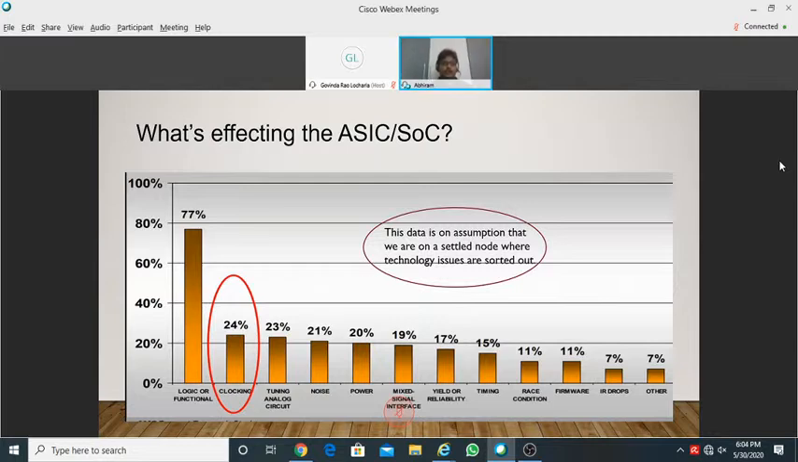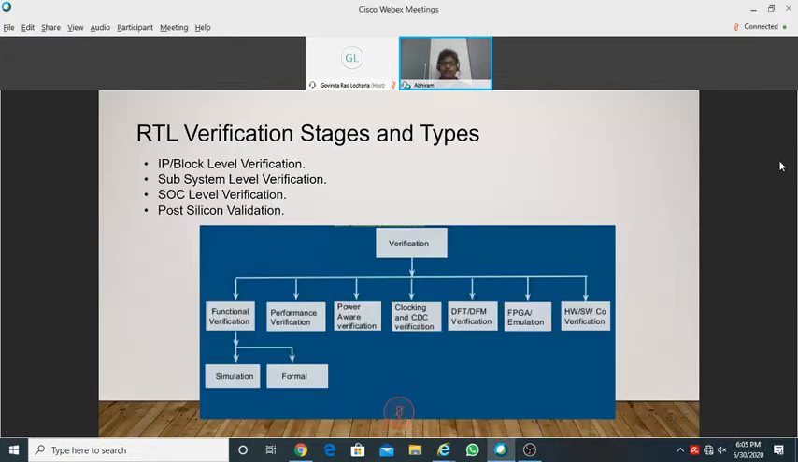Also this chart highlights the importance of verification, and it is a critical path in the delivery of the SOC. Okay, the next one. Now I'm going to deep dive into RTL verification. It's not only RTL verification, it is the complete verification, where you see that 77% of the product failures can be avoided. What are the layers of verification we do, and at what levels do we need to do verification to get a perfectly working silicon?